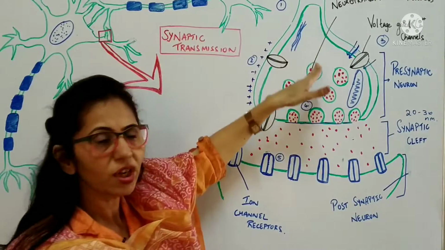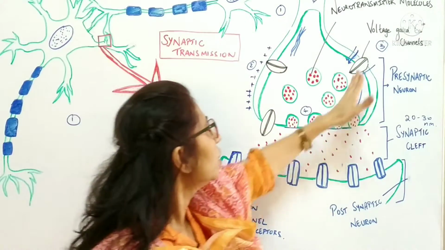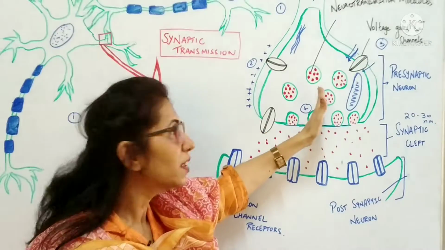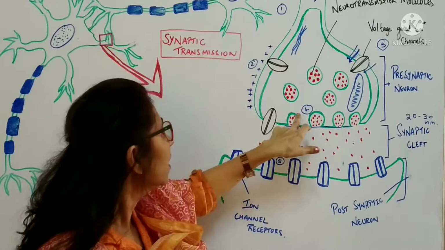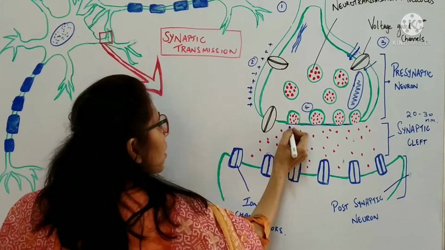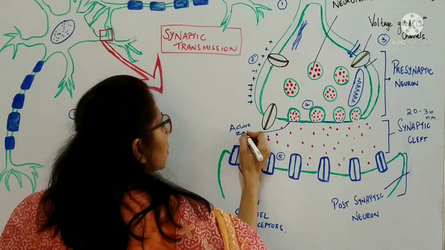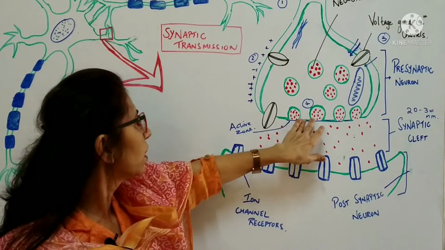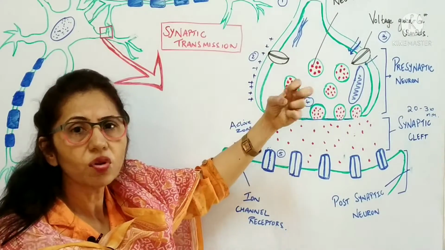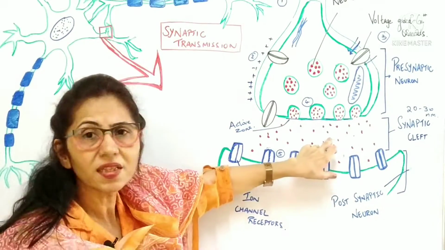So once the action potential arrives, causing depolarization of the membrane, the depolarization in turn opens up voltage gated calcium channels. Calcium moves inside the presynaptic terminal, and because of that, calcium causes fusion of the vesicles on the active zone. This is the active zone. Now the active zone also contains extra proteins which will cause the vesicles to undergo contraction and release the neurotransmitter via exocytosis into the synaptic cleft.